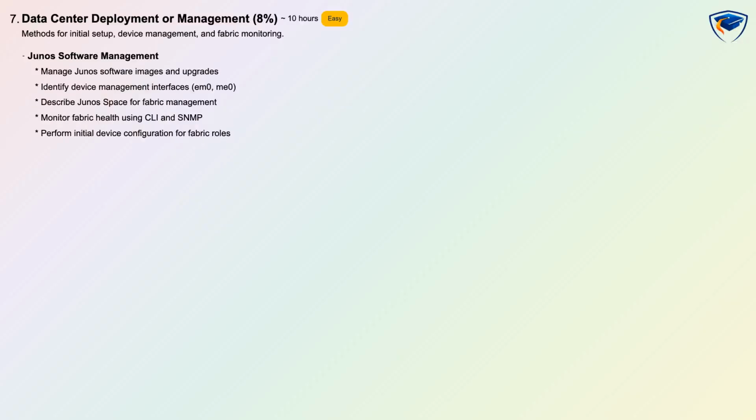Data Center Deployment or Management is 8%, easy, with about 10 hours of study and conceptual plus scenario-based assessment. You will manage Junos software images and upgrades, identify management interfaces such as em0 and me0, and use Junos-based tools for fabric management. The domain covers monitoring fabric health using CLI tools and SNMP, and performing initial device configuration for fabric roles so the network is ready for EVPN and VXLAN services.